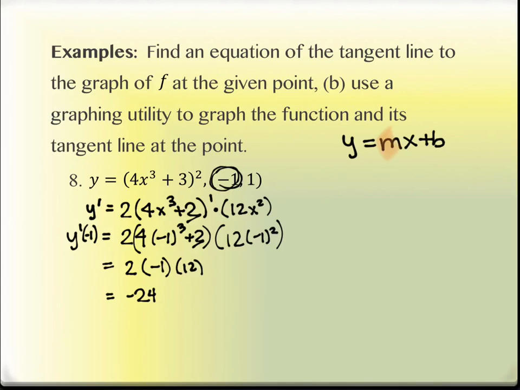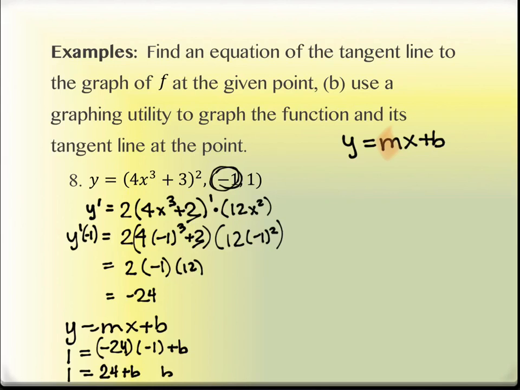And then if you're trying to find your b, your y-intercept, you can use y = mx plus b. I have -24 for m. I have the point x, y given to me. x is -1. y is +1. So now I have 1 = 24 plus b. So what's b? Yeah, -23. So my tangent line is actually y = -24x minus 23.